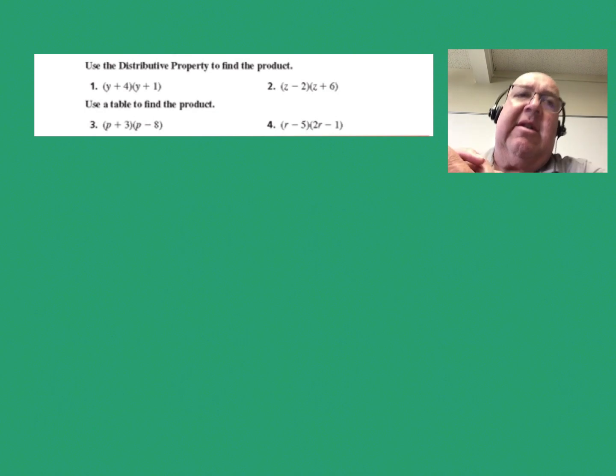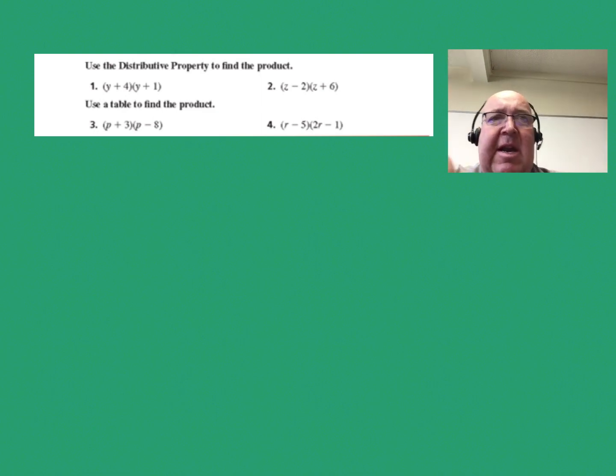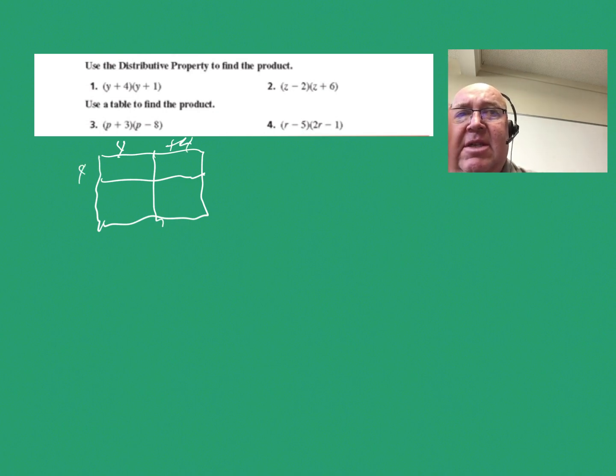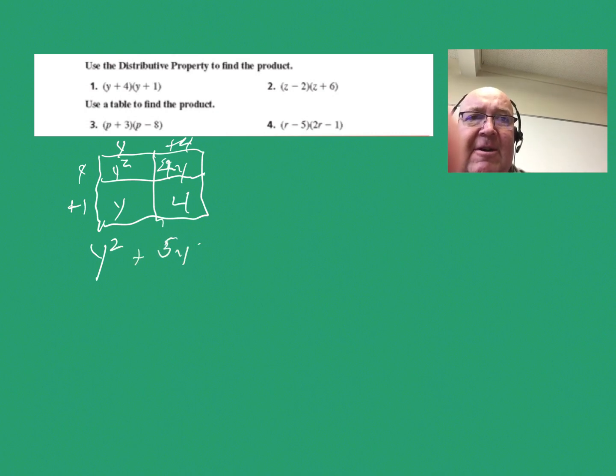Okay, so it really doesn't matter to me what method you use. Whatever works for you. I personally like using the area model. They call it a table in the book. Y plus 4, y plus 1, y squared, 4y, just y, and 4, y squared, plus 5y, plus 4.